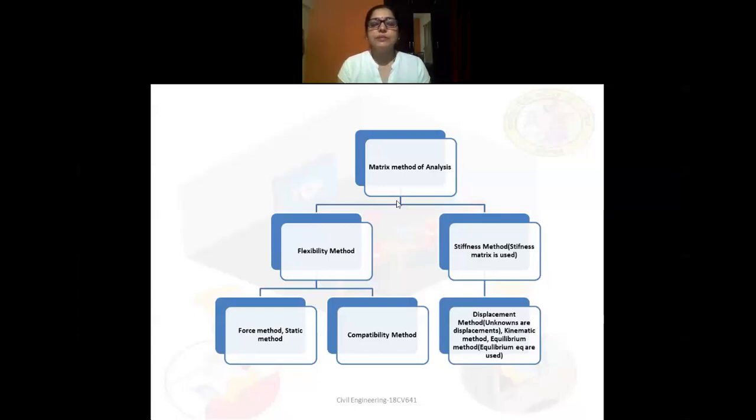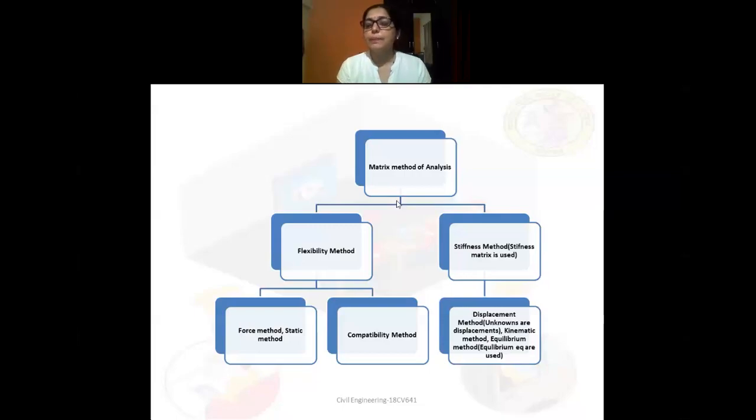The flexibility method is also called the force method, because here the unknowns are forces. And it is called a static method since we are using equilibrium conditions, where we find out whether the structure is statically determinate or not. So if it is an indeterminate structure, we make it statically determinate, and we remove the extra forces as redundant forces. Hence, this method is also called the static method.